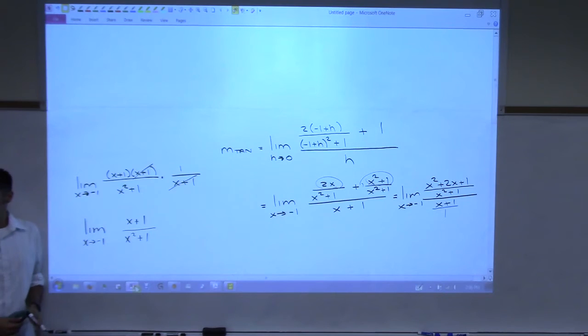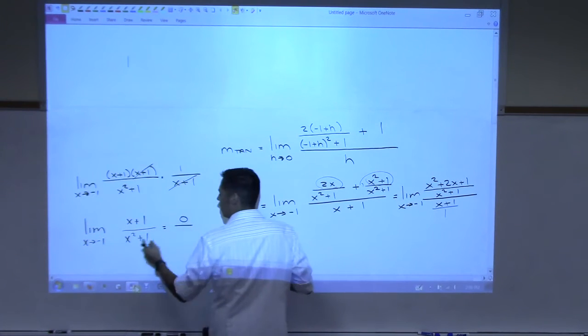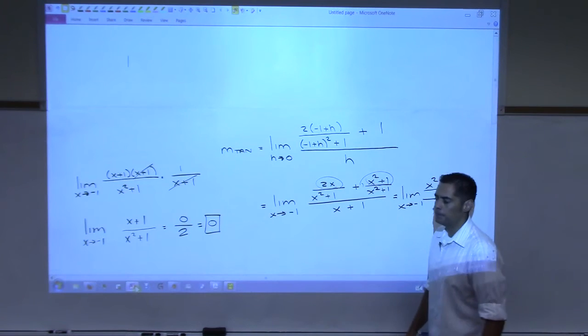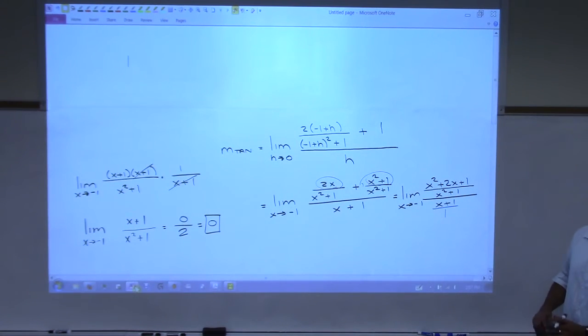And now I'm going to let x go to -1. So -1 plus 1 is 0 over 2, which is 0. So the slope of the tangent line is 0. That was pretty clean. The other one, a little worse.